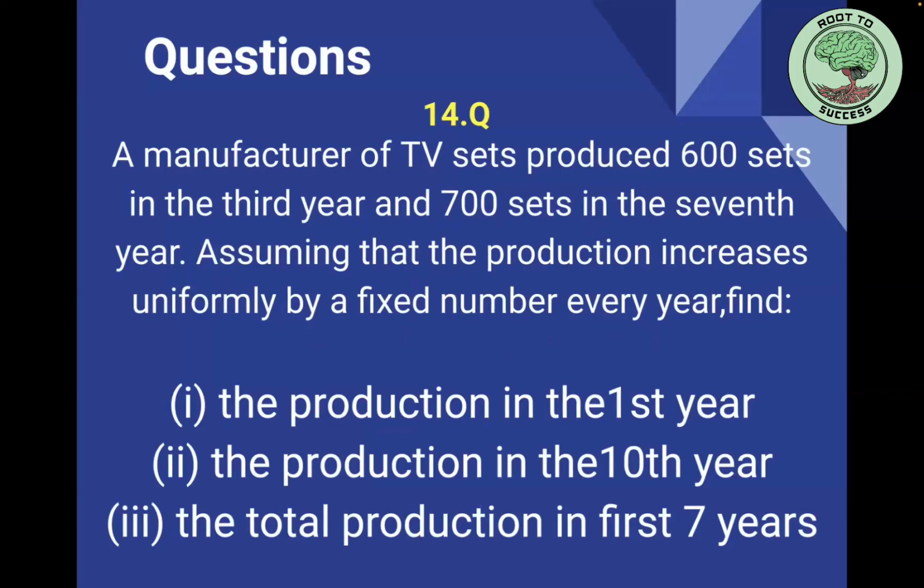So now let's see the next question. A manufacturer of TV sets produced 600 sets in the third year and 700 sets in the seventh year. Assuming that the production increases uniformly by a fixed number every year, find the production in the first year, the production in the 10th year, and the total production in first 7 years.